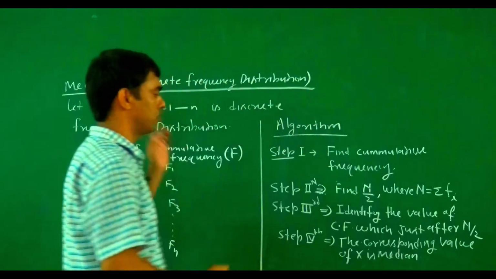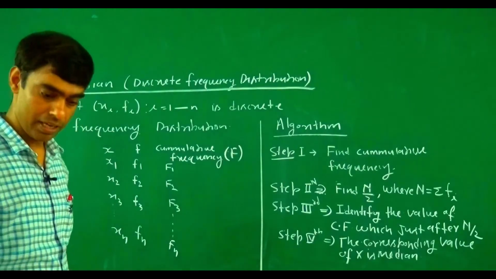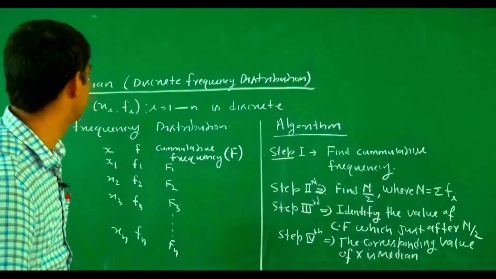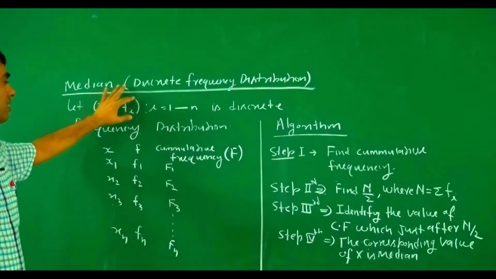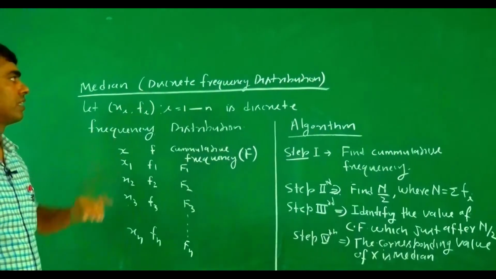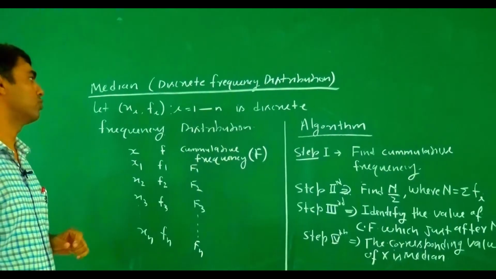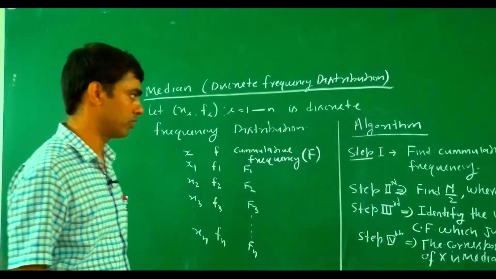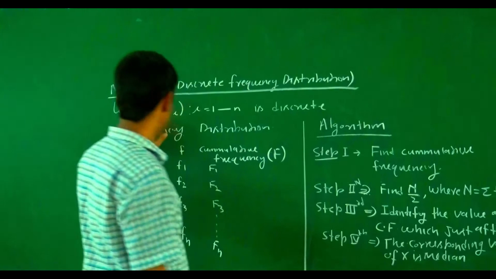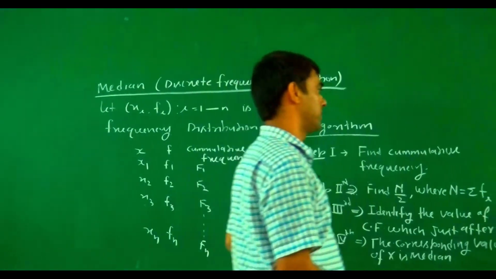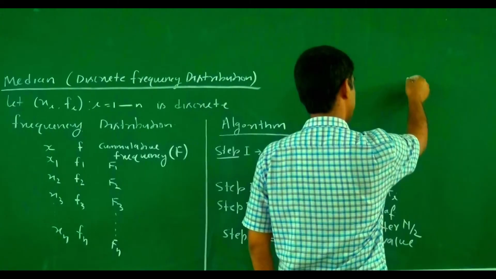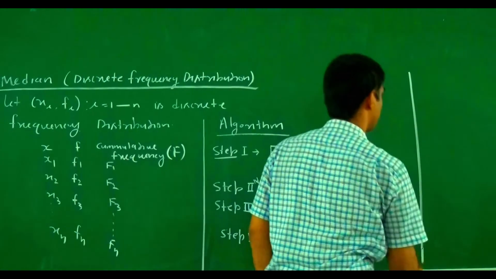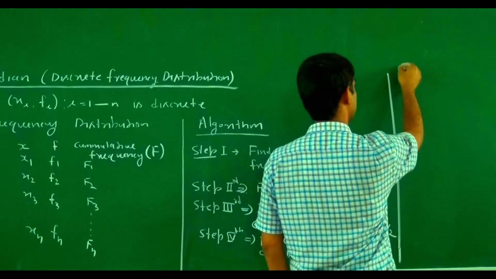So this one is the algorithm, if the given data is in the form of a discrete frequency distribution, meaning the values of x and f are a discrete frequency distribution. So the values of x are what? A discrete variable.